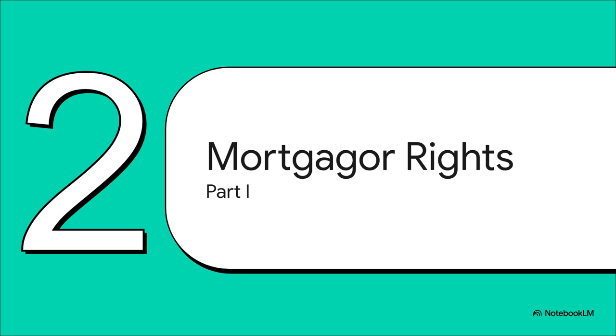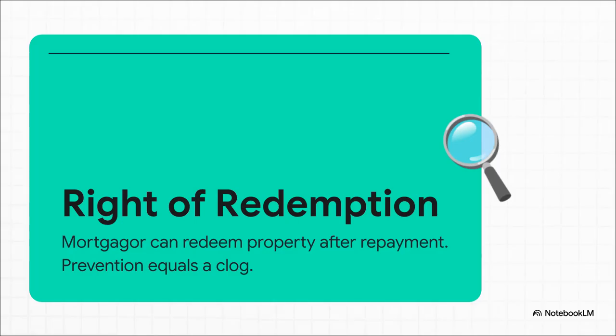Moving on to Part I, Rights of Mortgagor. Number 1. Term, right of redemption under Section 60. Definition, the most important right. The mortgagor can redeem the property after repayment. Note, any clause preventing redemption equals a clause on redemption.